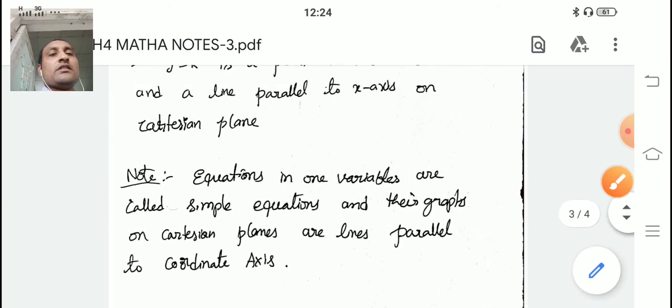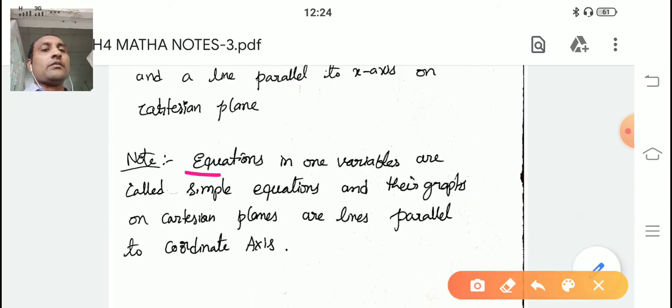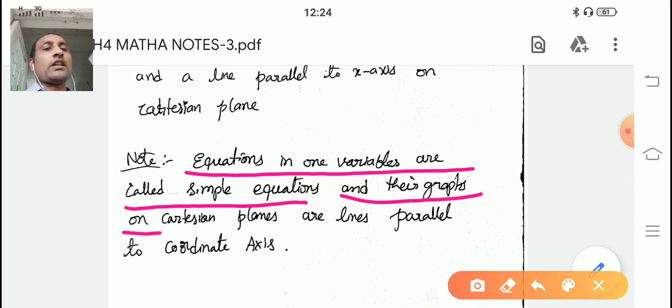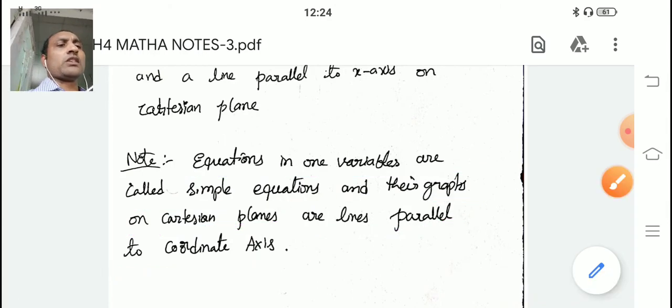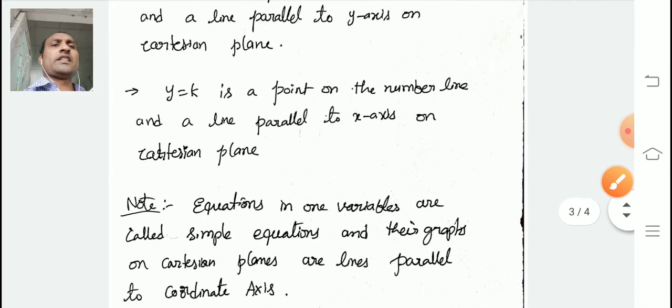See, equations in one variable are called simple equations, and their graphs in the Cartesian plane are lines parallel to the coordinate axes, that is, parallel to the x and y axis. Do remember it properly and try to solve all the questions of the last exercise, which is exercise 4.4.